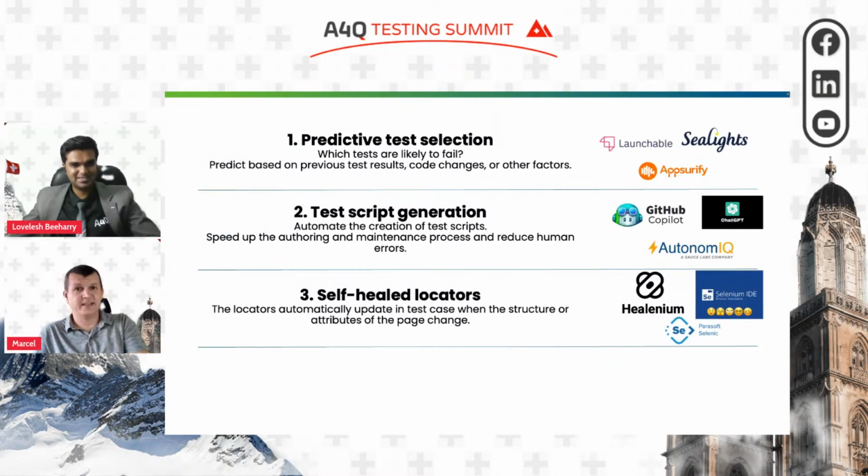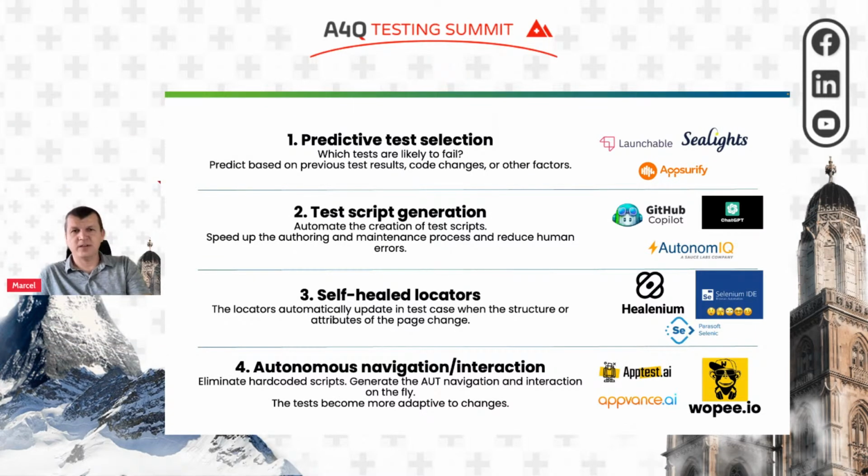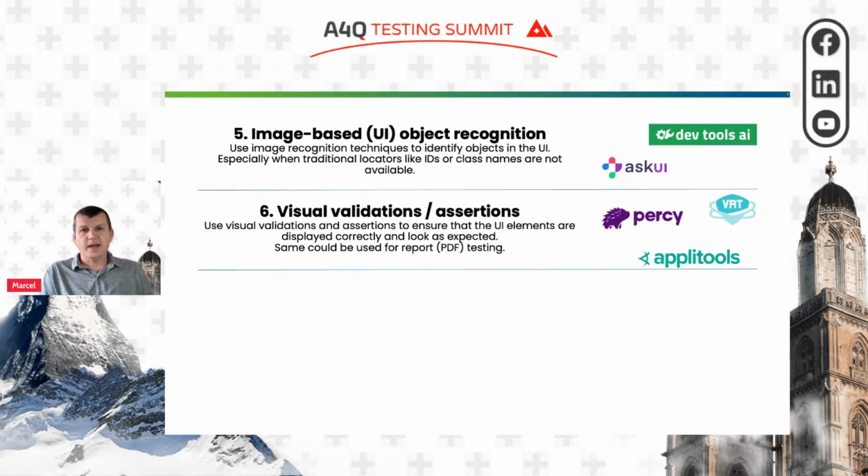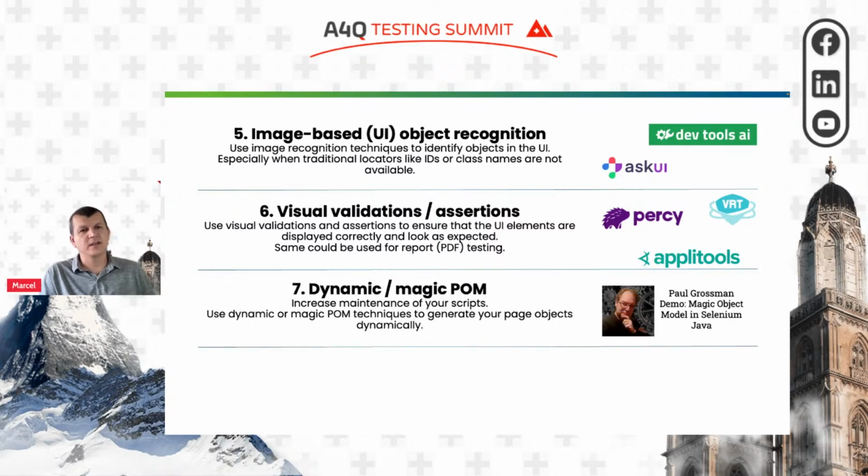So self-healing is the other idea where you could easily generate the locators. Then, as I was talking about the bots and autonomous navigation, there are also a couple of tools which could be used for learning and inspiration. Then we have some more ideas like image-based recognition. So instead of using the locators, we could use images. Of course, the visual validation I was talking about for my example, there are a couple of tools you could play with. Even some of them are open source.